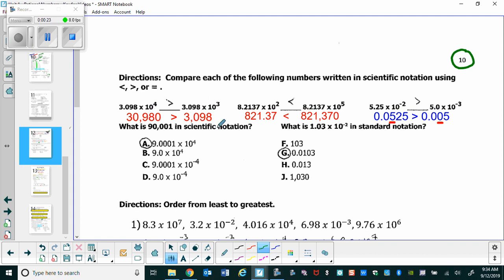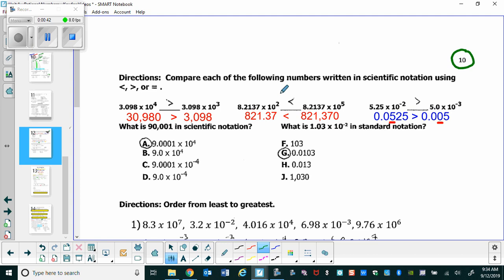So I have the numbers in red, but you could also just compare that the 10 to the fourth is bigger than 10 cubed, and so that one would be greater. Same logic over here. The exponent of 5 is bigger than the exponent of 2. So multiplying something by 100,000 is going to be larger than multiplying it by 100. Again, I have the numbers here in red if you need to see it, but the shortcut with the exponents will work.